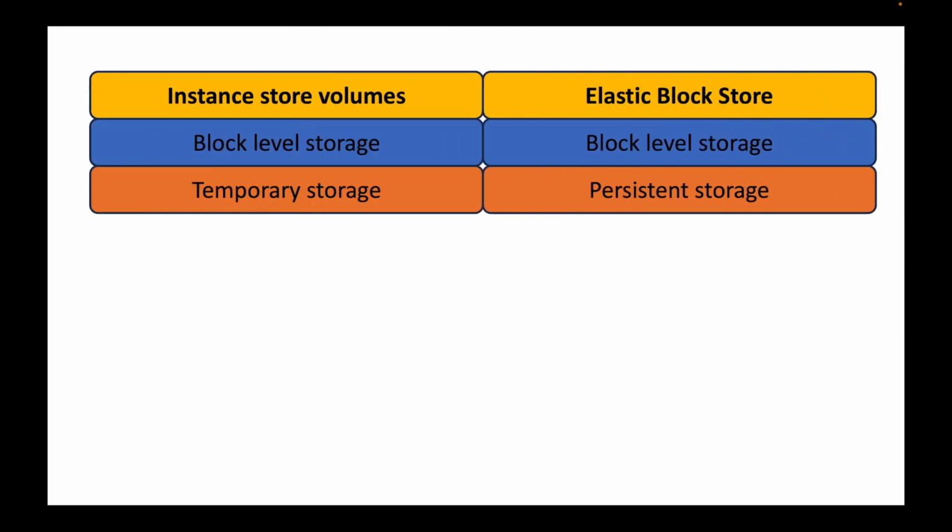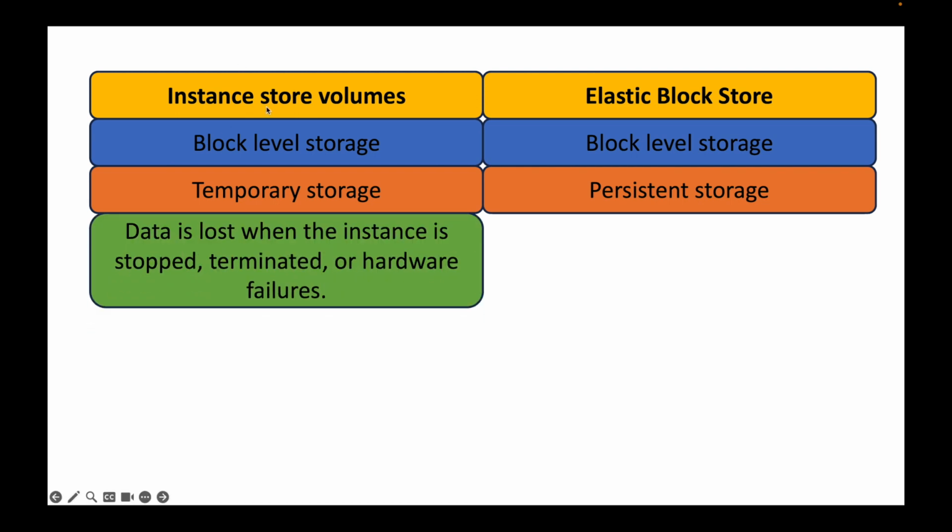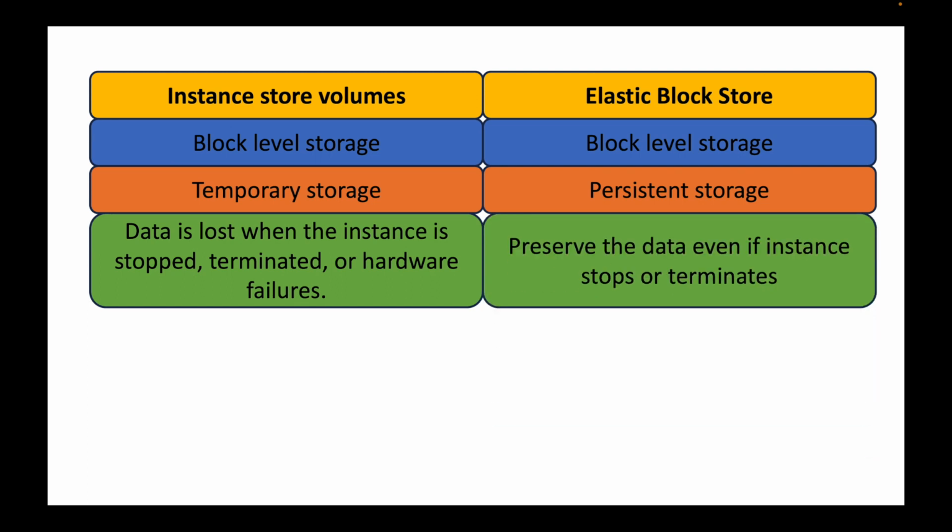All right, now what that means is, with your instance store volumes, the data is available as long as the instance is running. If you stop the instance, or if you terminate the instance, or if there is any hardware failure, the data will be lost. Whereas with your EBS volumes, your data is persistent. Even if you stop the instance, or even if you terminate the instance, the data can still be made available, and that is how it is persistent.